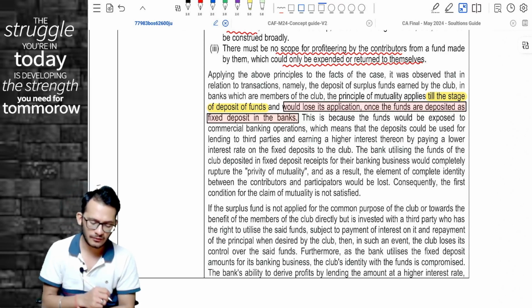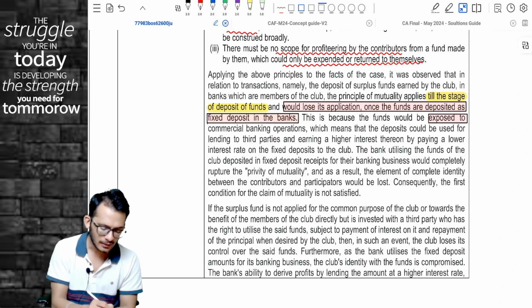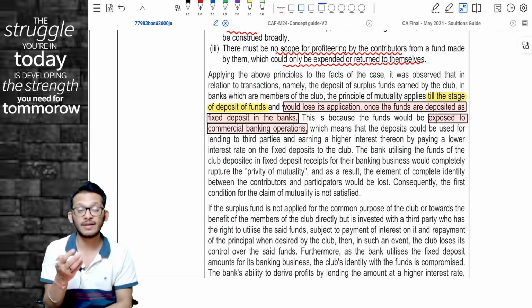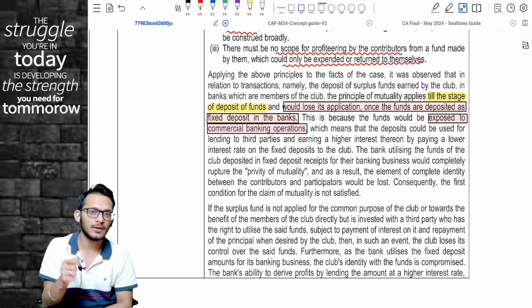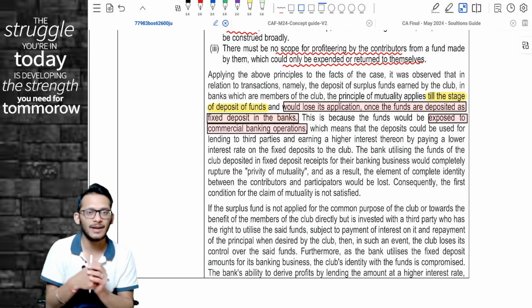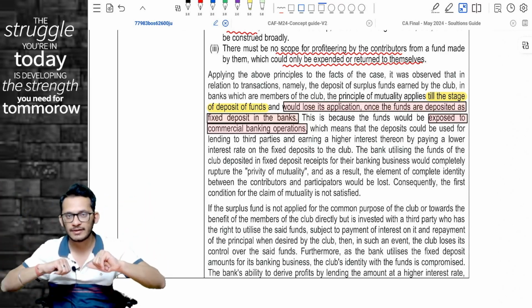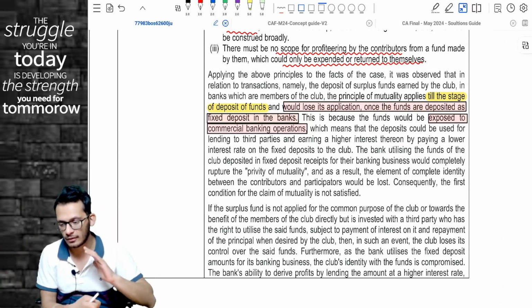This is because the funds would be exposed to commercial operations. So the court came and said that because you are giving an FD, now the money which you have given to the banks, obviously the bank will not keep it with itself. The bank will use it for commercial banking operations, in the sense that they will take the money, give it to someone else in the form of loan and all those things, which means it has become open for outside circulation.